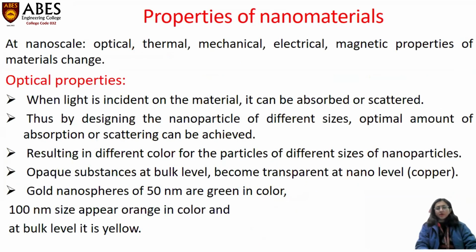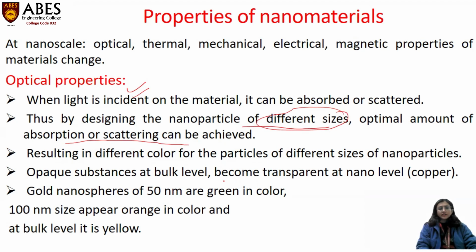Now the properties which are enhanced are basically optical, thermal, mechanical, electrical, and magnetic properties. First, we are going to study the optical properties. When light is incident on a material, it can be absorbed or scattered. By designing nanoparticles of different sizes, whether 100 nanometer, 50 nanometer, 1 nanometer, or 0.1 nanometer, the amount of scattering or absorption can be achieved depending upon the size of the material. So this is a very crucial thing.